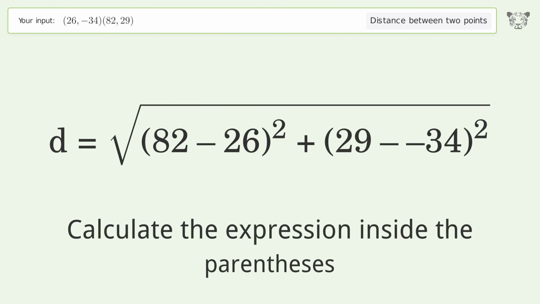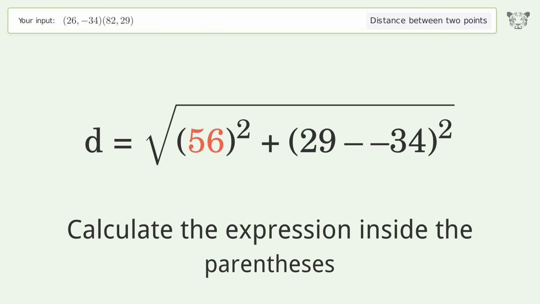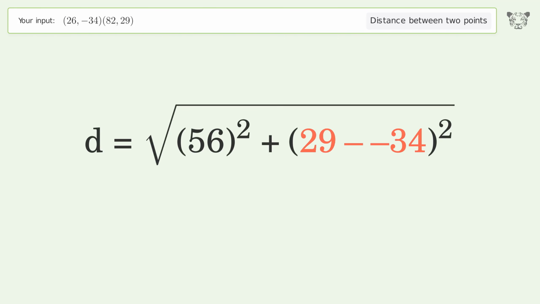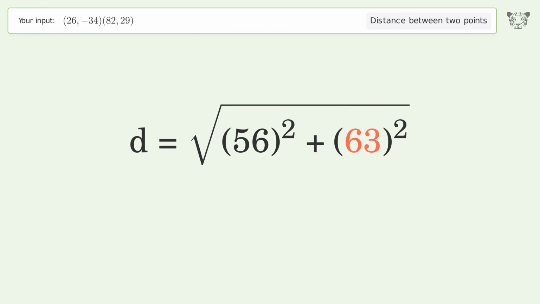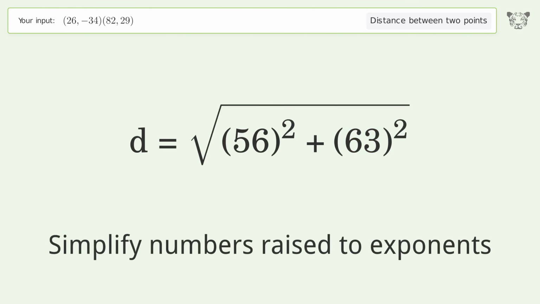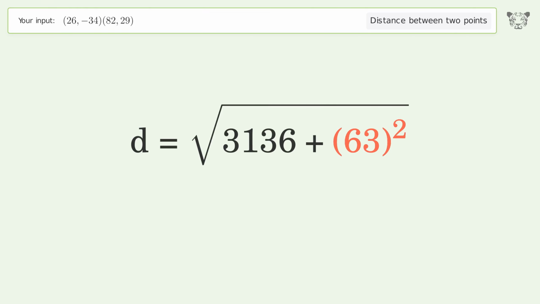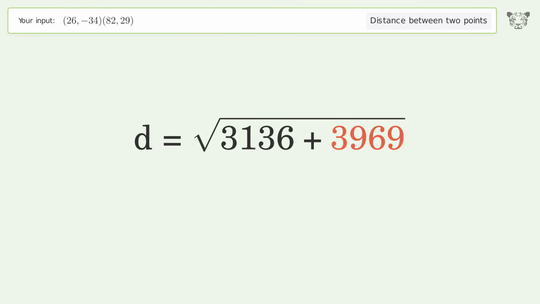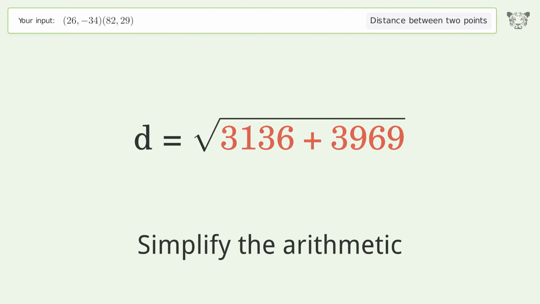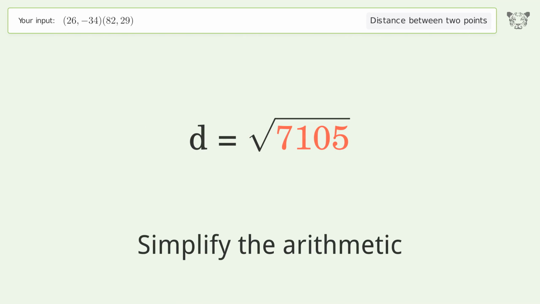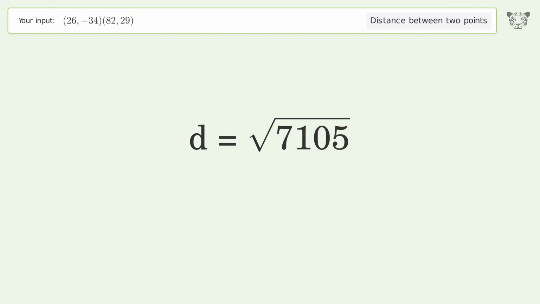Calculate the expression inside the parentheses. Simplify numbers raised to exponents. Simplify the arithmetic. And so the distance between the 2 points is the square root of 7,105, or 84.291.